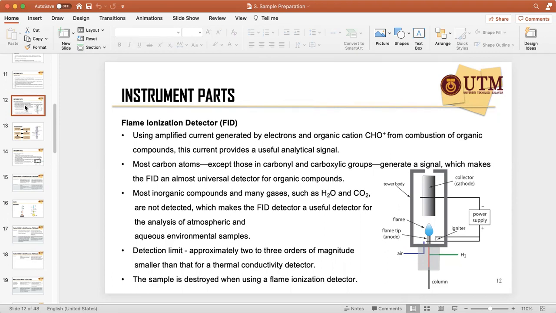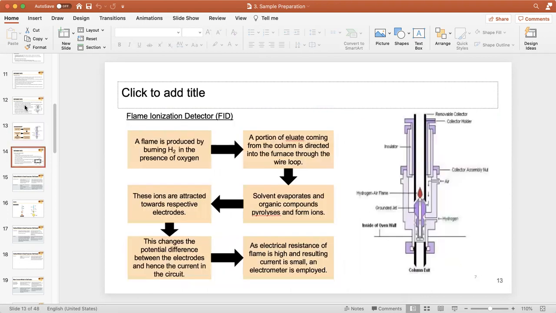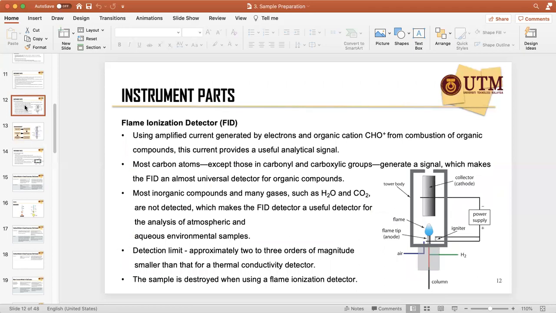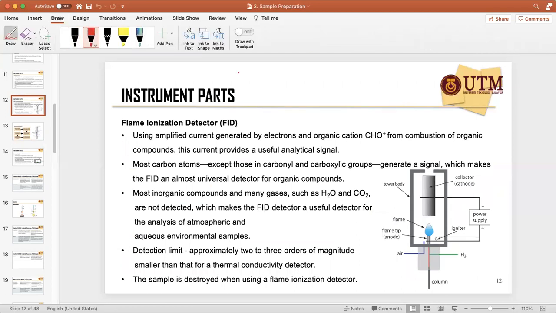Okay, for this GC we are going to focus on GC-FID, flame ionization detector, and also GC-ECD, which is electron capture detector. All right, so for flame ionization detector, as you can see from its name, it is using flame. So basically, we need to produce a flame in the detector for it to be able to detect all of your analytes that have been separated inside the column. Okay, so using amplified current generated by electrons and organic cations from combustion of organic compounds, this current provides a useful analytical signal.